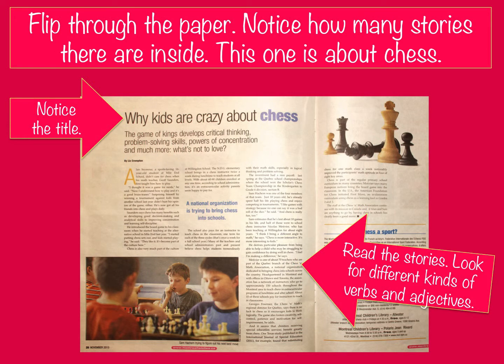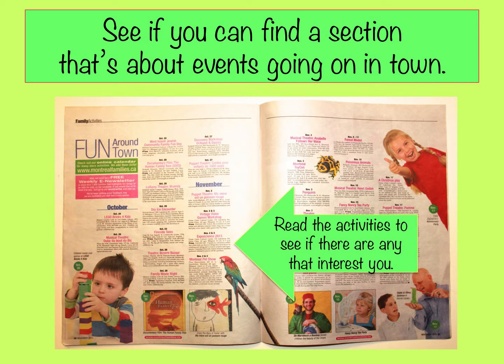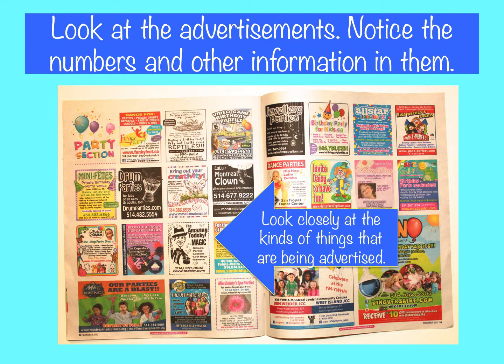Read the stories. Look for different kinds of verbs and adjectives. Next, see if you can find a section that's about events going on in town. Read the activities to see if there are any that interest you. Look at the advertisements. Notice the numbers and other information in them. Look closely at the kinds of things that are being advertised.